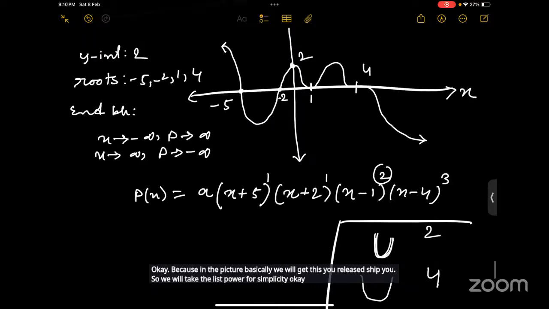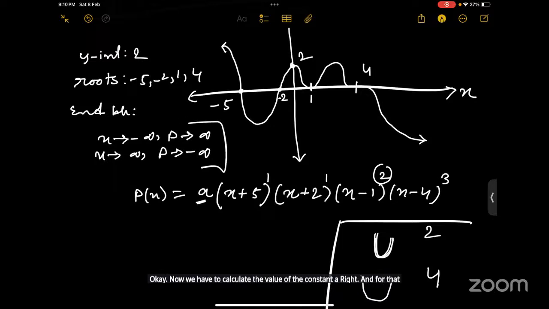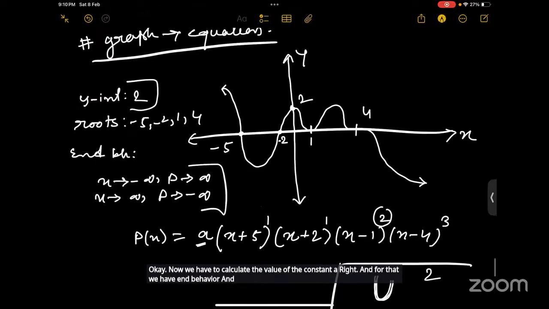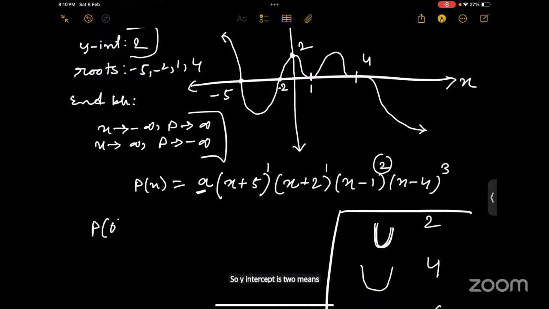And same for the odd one also. Now we have to calculate the value of the constant a, right? And for that we have end behavior and our y-intercept, right? So the y-intercept is 2, which means p of 0 is equal to 2, right?